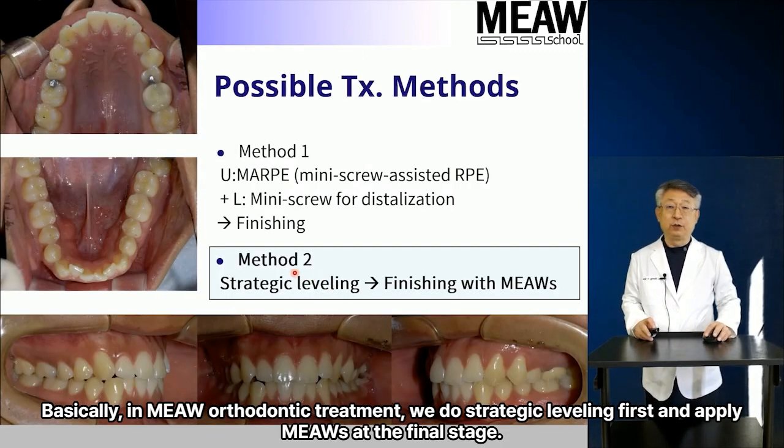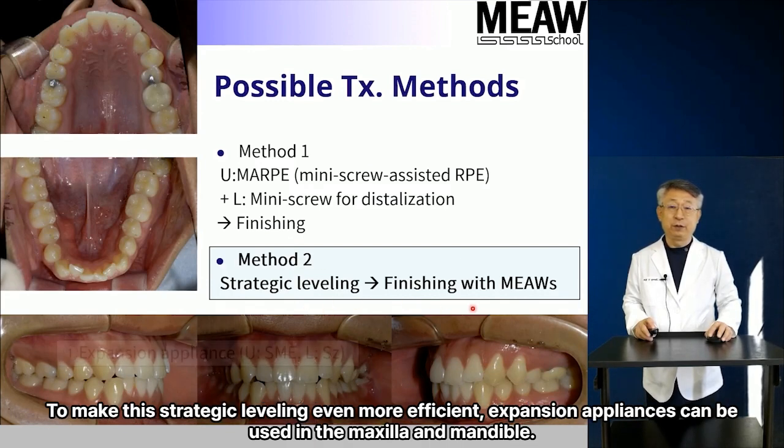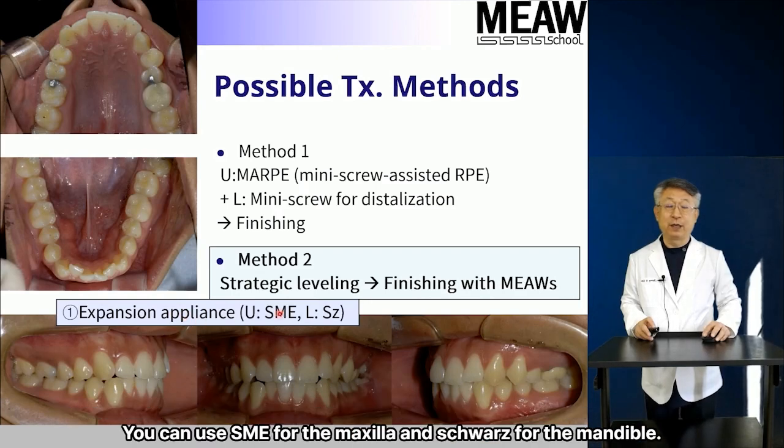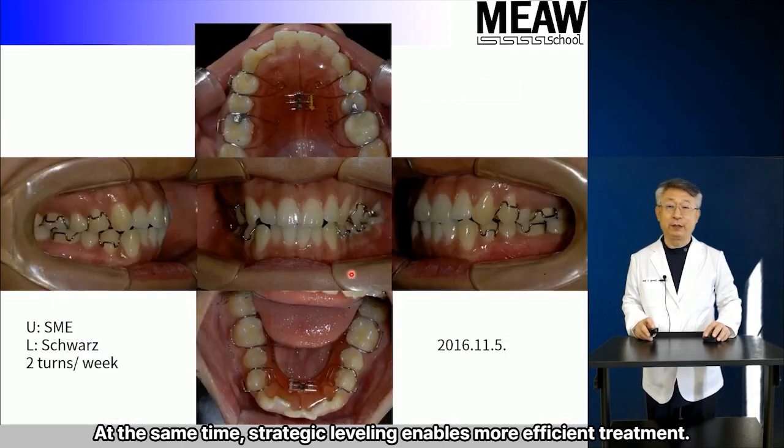Basically, in MIO-orthodontic treatment, we do strategic leveling first and apply MIOs at the final stage. To make this strategic leveling even more efficient, expansion appliances can be used in the maxilla and mandible. You can use SME for the maxilla and Schwartz for the mandible. At the same time, strategic leveling enables more efficient treatment.